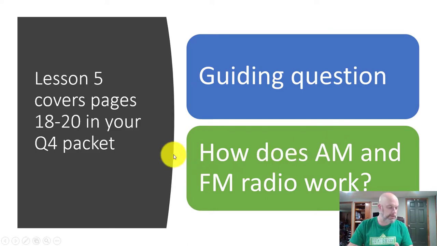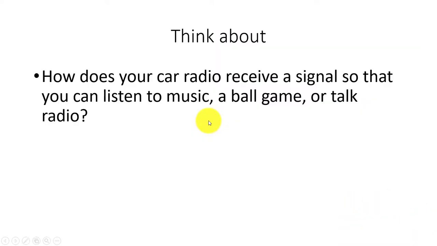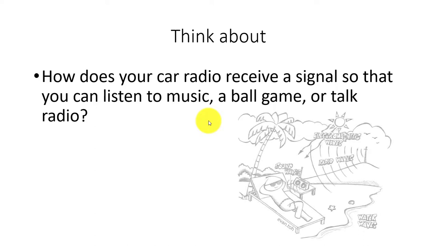You've probably noticed, if you ever listen to AM versus FM, different things on there. You can hear them in different places, different strengths, maybe in tunnels. One of them will cut off, one of them won't, or maybe one's mostly talk radio, one's music, and there's reasons for all of those. So that's what you're going to be looking at in this lesson.